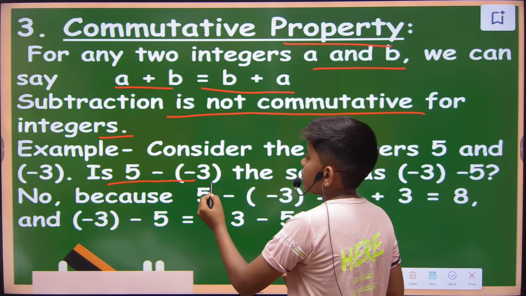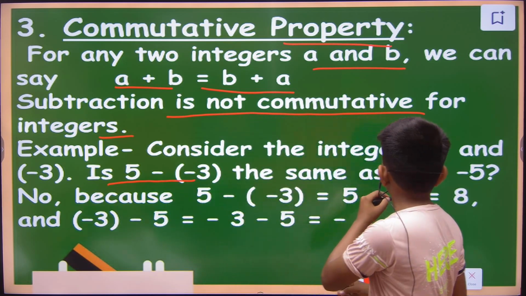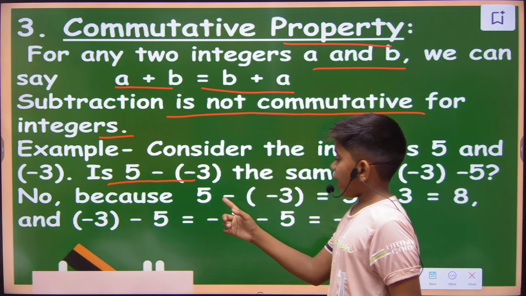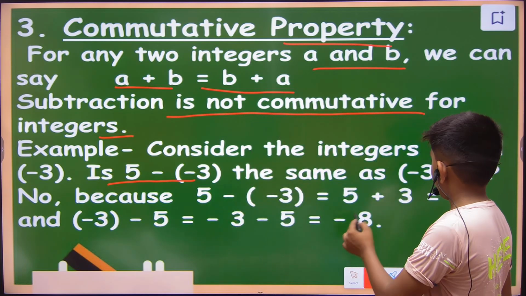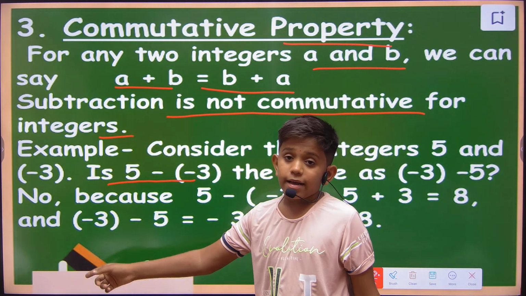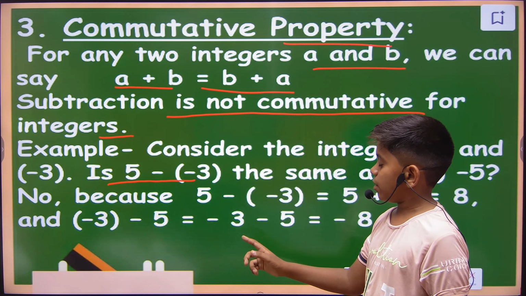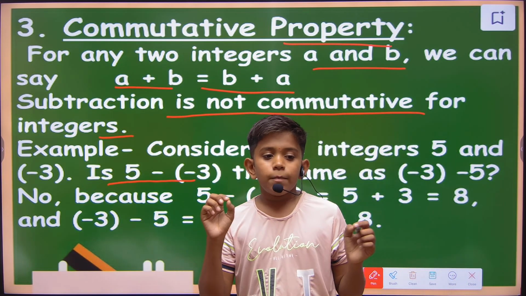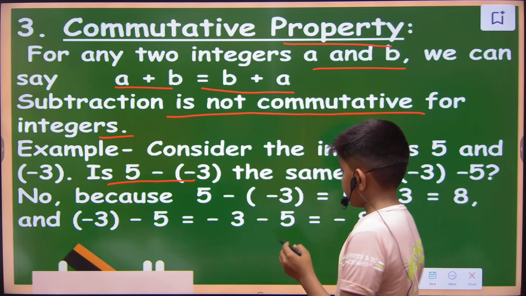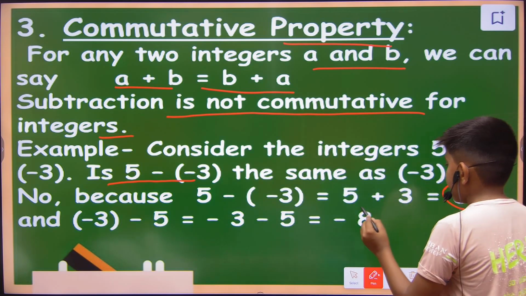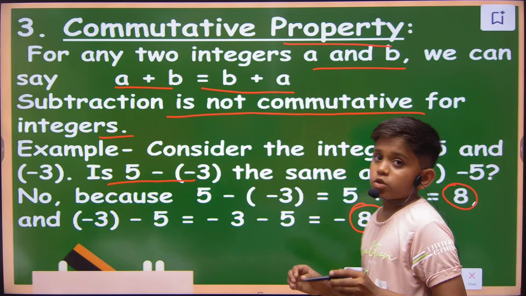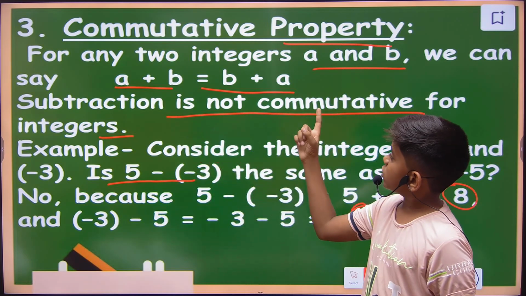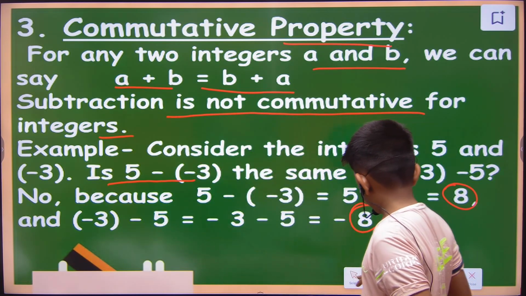Example, consider the integers 5 and minus 3. Is 5 minus 3 the same as minus 3 minus 5? No, because 5 minus 3 is equal to 2, while minus 3 minus 5 is equal to minus 8. So we are getting a different answer by changing the order. So we can say that subtraction is not commutative for the integers.